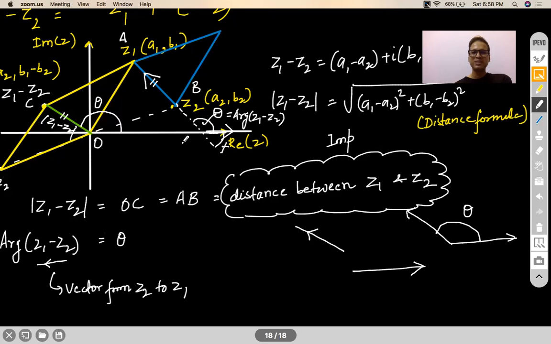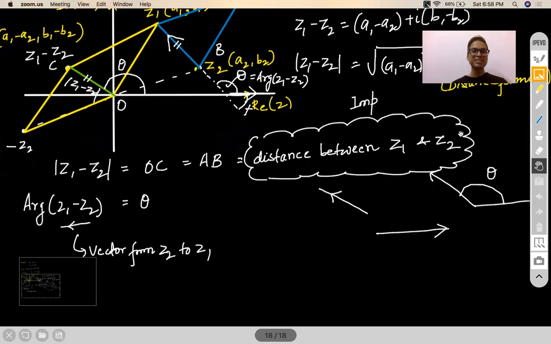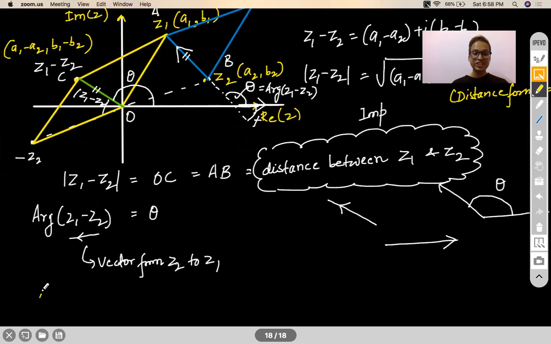So blue parallelogram is a one-stop solution for you to find your mod Z1 minus Z2, which is your other diagonal length. And if you create a vector out of it and find the angle between that vector and the positive real Z axis, that will be your argument of Z1 minus Z2. Remember, if I say argument of Z2 minus Z1, then there's a change. Argument of Z2 minus Z1, this will be different.